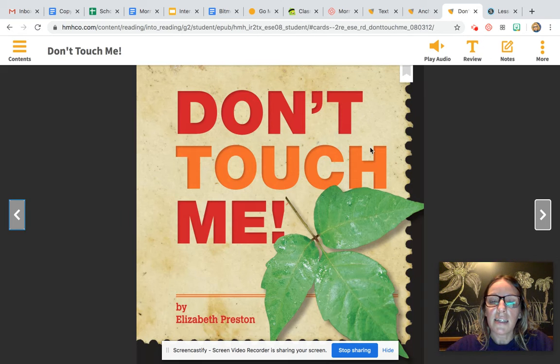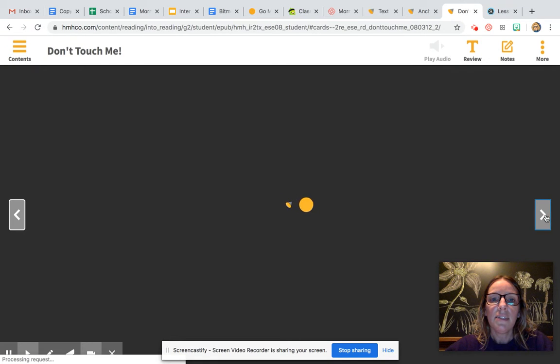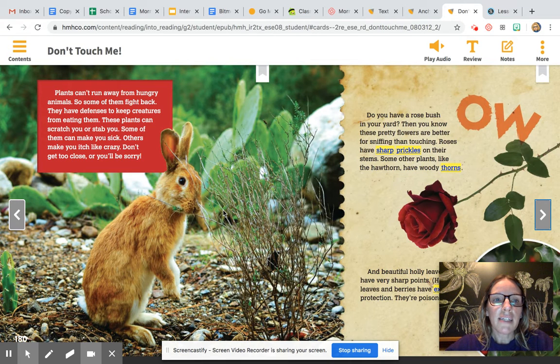Okay, so let's go to Don't Touch Me. We'll reread that again, and then you're going to be answering a couple questions as your discussion question. Plants can't run away from hungry animals, so some of them fight back. They have defenses to keep creatures from eating them. These plants can scratch you or stab you. Some of them can make you sick. Others make you itch like crazy. Don't get too close or you'll be sorry.